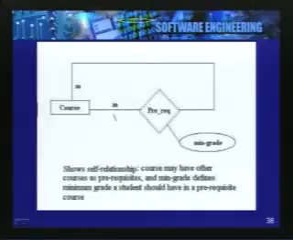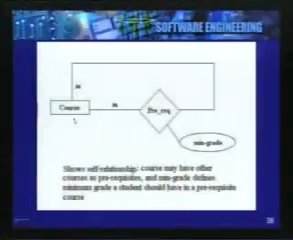So what are the cardinalities here? A course may have more than one prerequisite. So for example, a database course may have data structures as a prerequisite. It may also have one more prerequisite, say programming languages. So a course may have more than one prerequisite. Similarly, a course may be a prerequisite for more than one course. So in both directions, it is many to many.